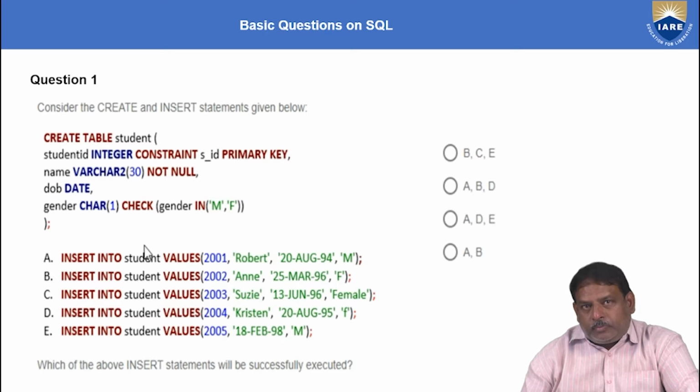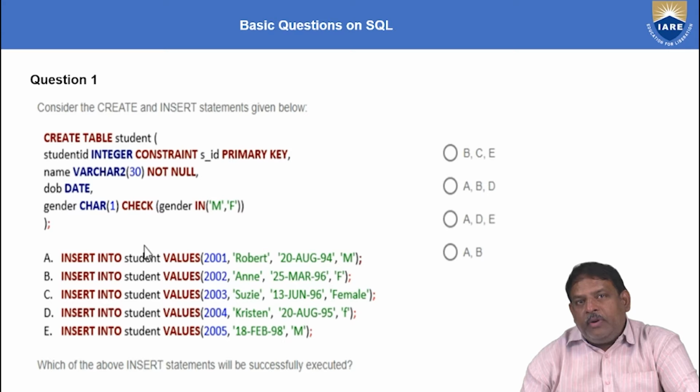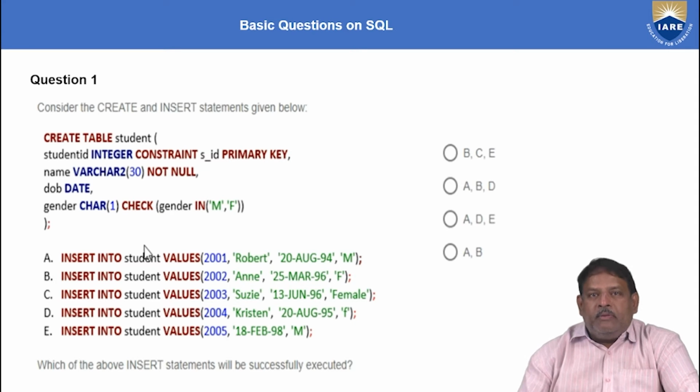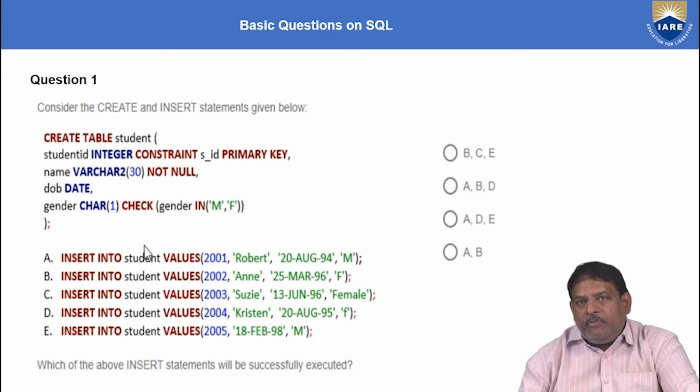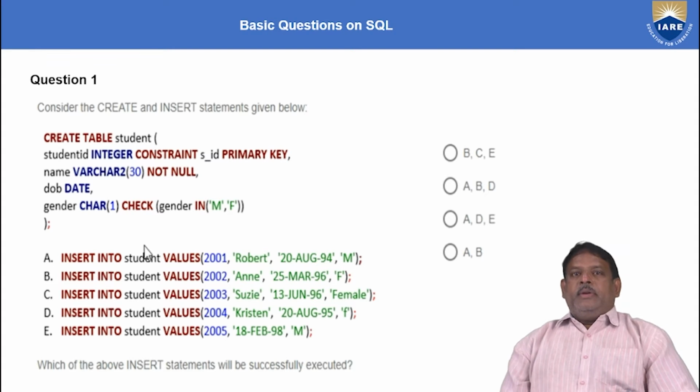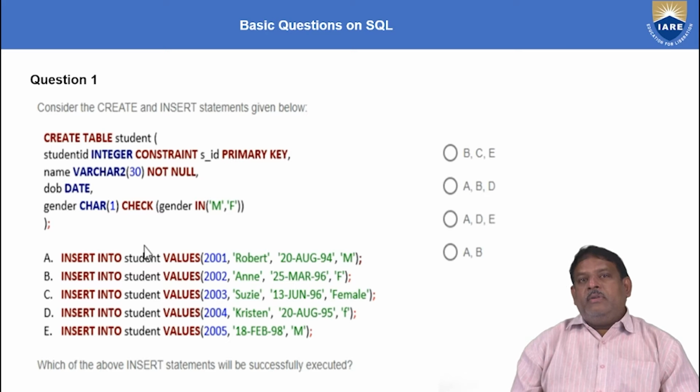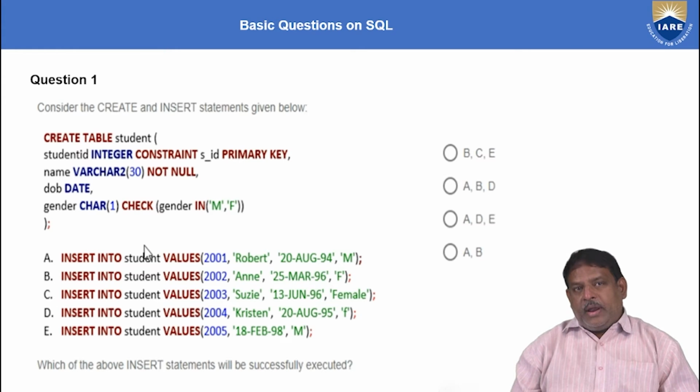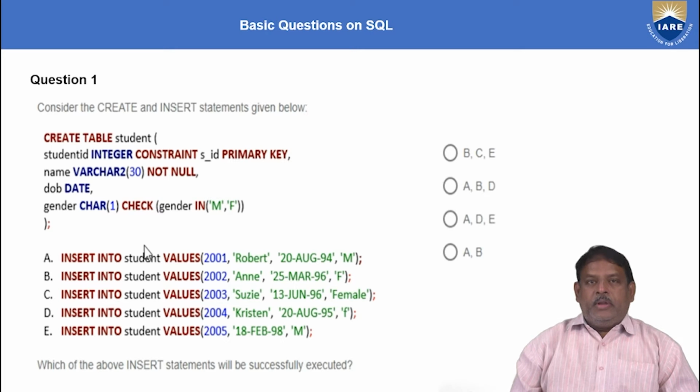That means this column will uniquely identify the remaining values. So the primary key will act as a unique identifier, and it will globally identify uniqueness. Name is varchar, and it is not null. He has not given a not null for student ID because it is the primary key. By default, it will be not null.